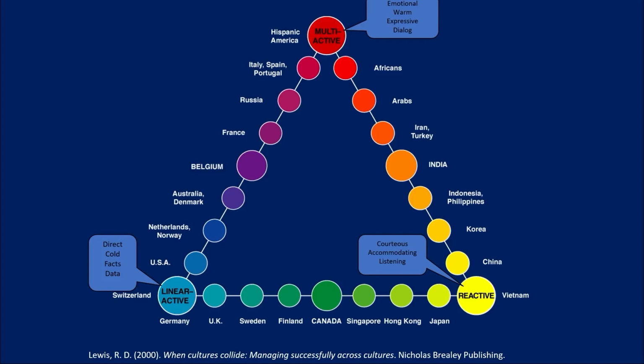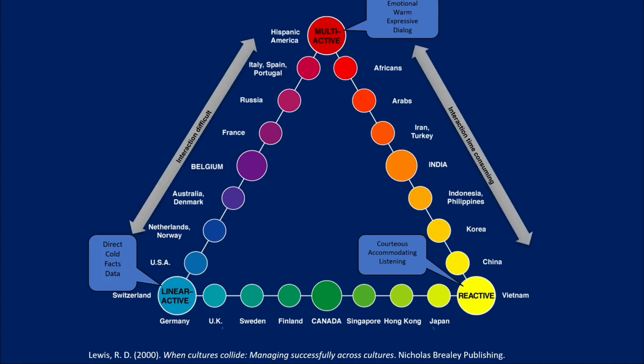And then some research also shows that when it comes to communication, interaction is quite difficult for people who come from countries characterized by communication style that is linear active versus multi-active. Interaction between multi-active and reactive communication styles is possible, it just takes more time. And communication, for example, between linear active and reactive tends to be quite satisfactory. Yes, somewhat problematic, but satisfactory.